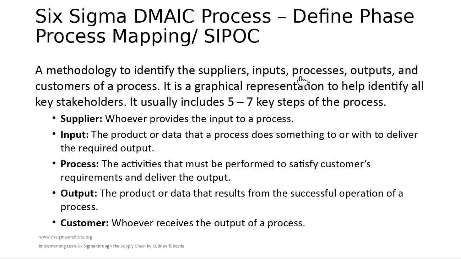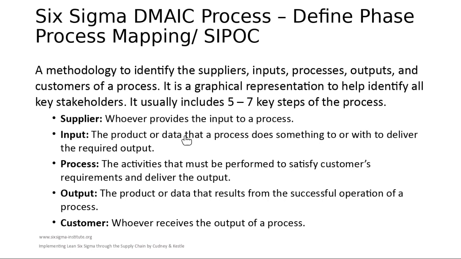The input is, for example, the homework assignment, and the process is doing the homework. The output is the solved homework. The customers of the process could be, as I said, either internal to the process or external. And the suppliers are whoever provides the input to a process, that's why we call them the supplier.